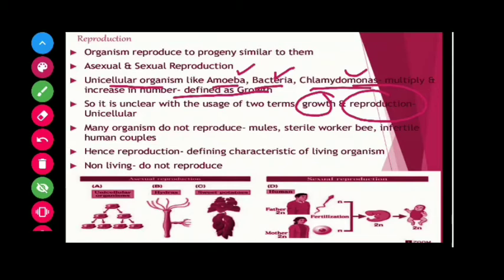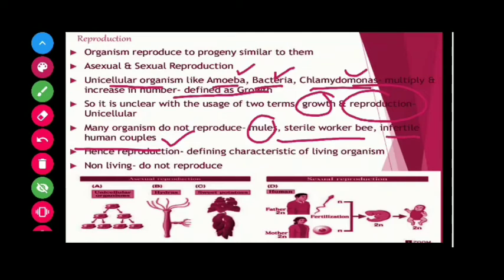So many organisms do not reproduce. This is one of the exceptions, such as mules, sterile worker bees, and infertile human couples, while they are termed as living things. Okay, hence reproduction is a defining feature of living organisms. Non-living do not reproduce. This is the main important factor, that non-living objects are not capable of reproducing or replicating themselves, while living organisms replicate themselves, with the exception that sterile worker honeybees and infertile human couples do not reproduce.